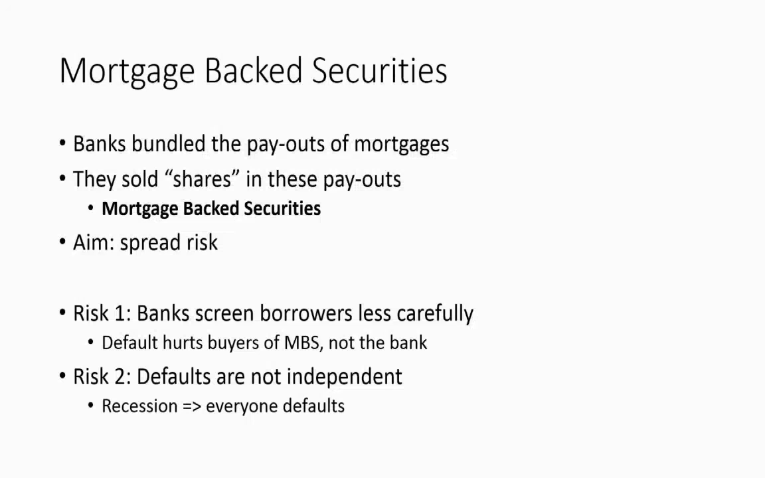The other issue is that defaults aren't always independent, right? So if you have a bunch of mortgages in Santa Cruz and UCSC shuts down, a lot of people are probably going to default on their mortgages all at the same time, right? And so really it's possible that, although this was meant to pool risk and spread risk around, it might not actually succeed in that, all right?